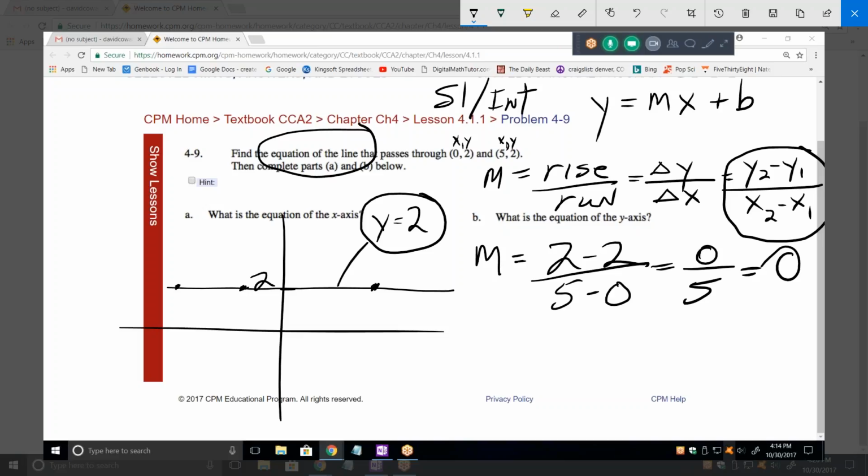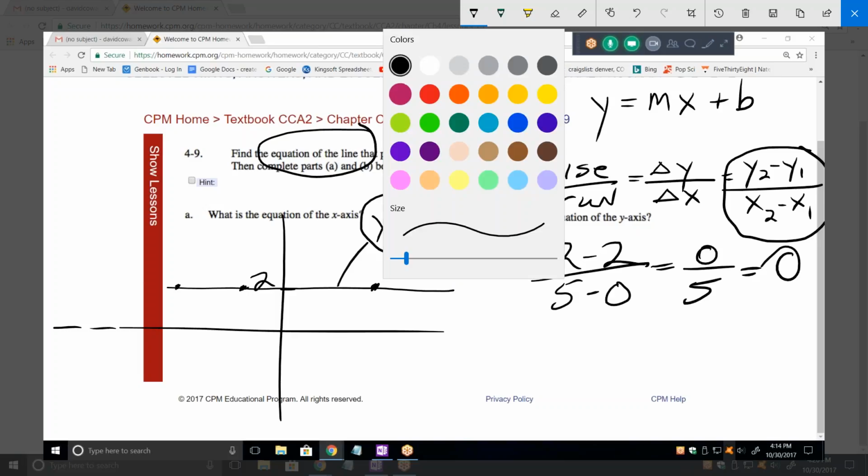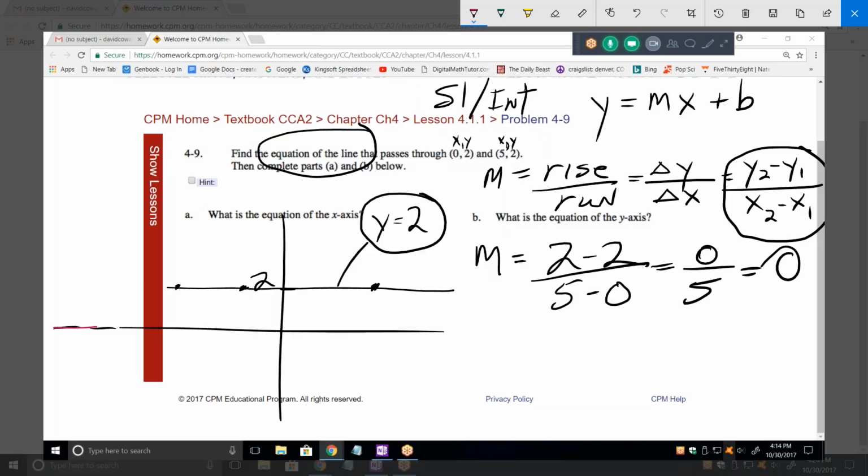What is the equation of the x-axis? This line right here. Let me draw it in a different color. The x-axis is that line right there. What is the equation of that horizontal line? Y equals 0. You need it to be an equation, not a point. It's not the point 0, it's y equals 0.